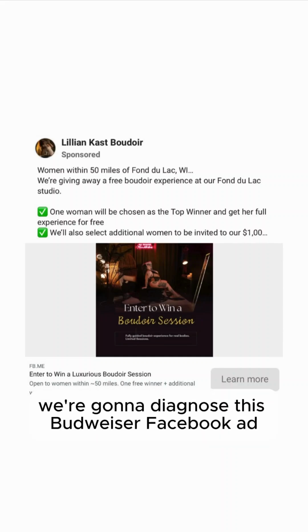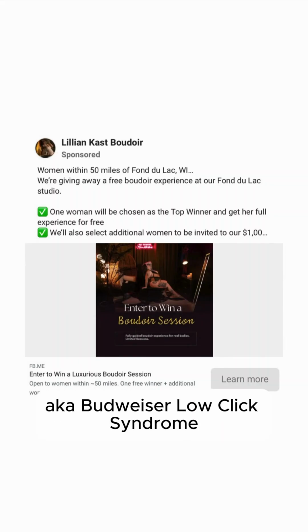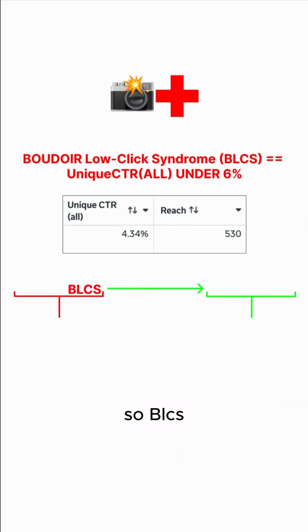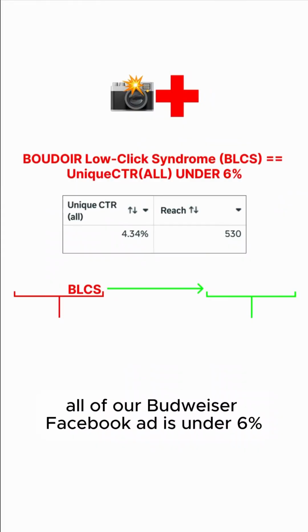All right, y'all, we're going to diagnose this Boudoir Facebook ad, see if we believe it has BLCS, aka Boudoir low click syndrome. BLCS, also called Boudoir low click syndrome, is when the unique CTR all of our Boudoir Facebook ad is under 6%.